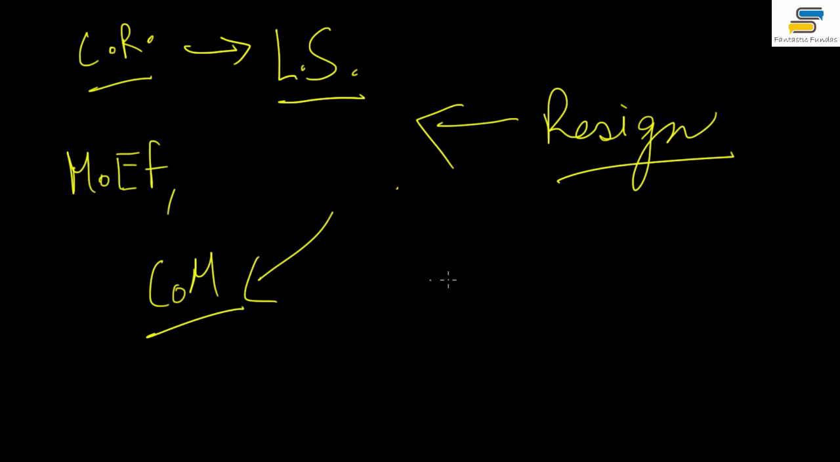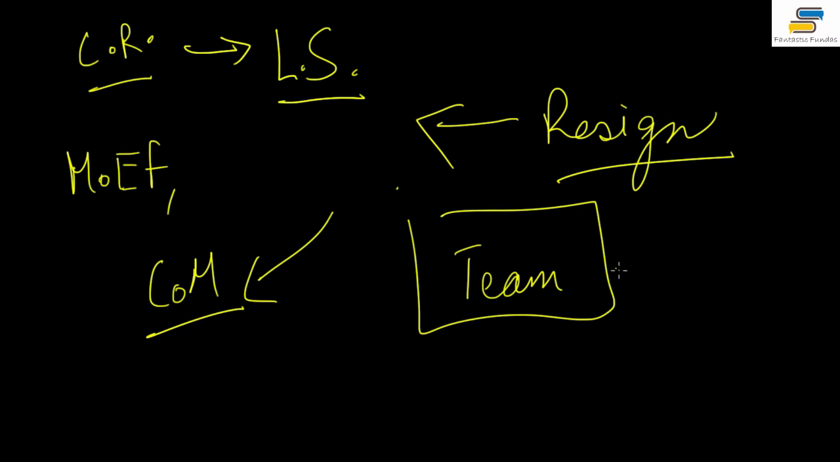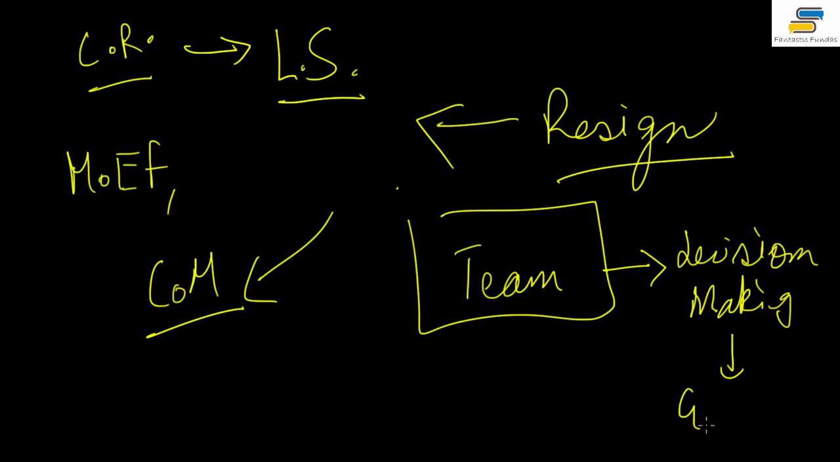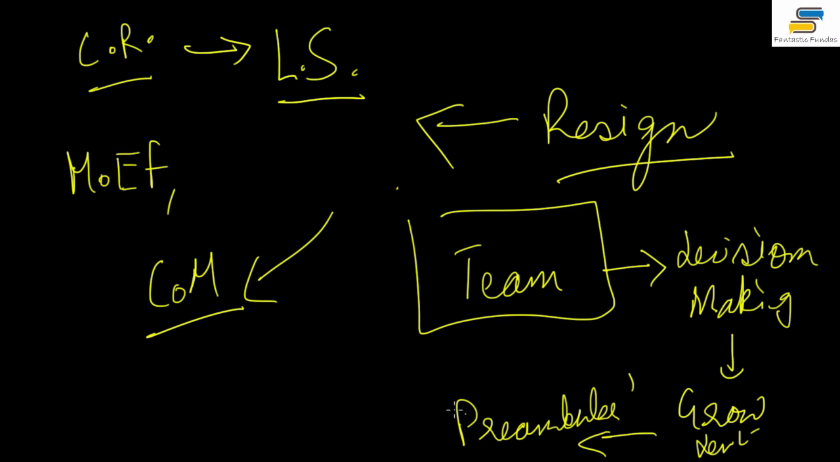Why do we have this principle? Because this principle will ensure that the whole cabinet works as a team. And why do we want that? So that there is proper decision making. Once there is proper decision making, then there is the growth of the nation, the development of the nation, and once that is there, we have all our preambular values achieved. That is how your answer should be.